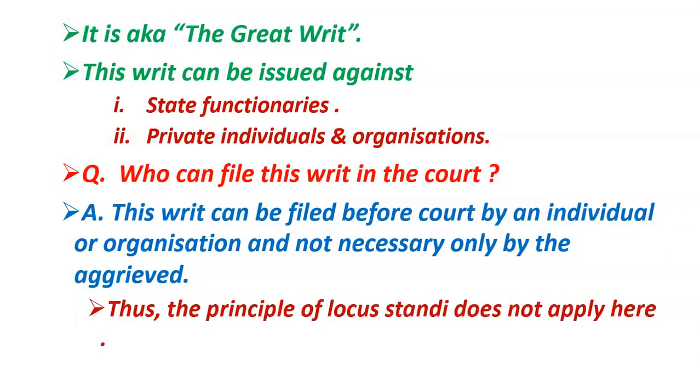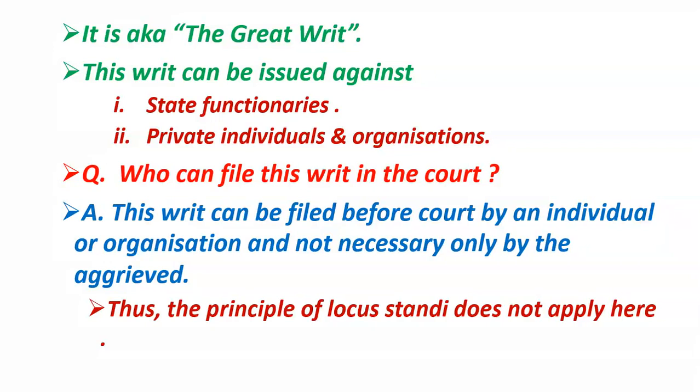Now friends, this writ can be issued against, first, state functionaries, and second, private individuals and organizations. So what does it mean? State functionaries means government, police, these kinds of organs, means government organs. So the court can issue this writ against the government and other government organs, and the court can also issue this writ against private individuals and private organizations.